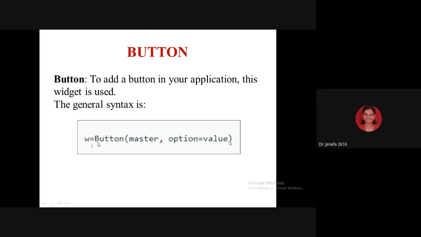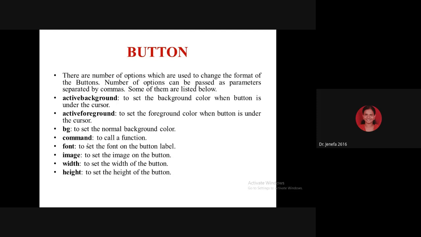So what's the syntax to create a button? The syntax is w equal to Button, B in caps, of master comma option equal to value. These are the parameters we give to specify the appearance of the button. Suppose you want to change the height or width, the background color, or the text displayed on the button, everything should be given inside these parameters. Let's see what parameters we can give inside the Button function.